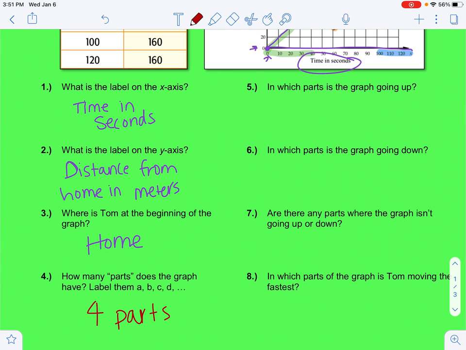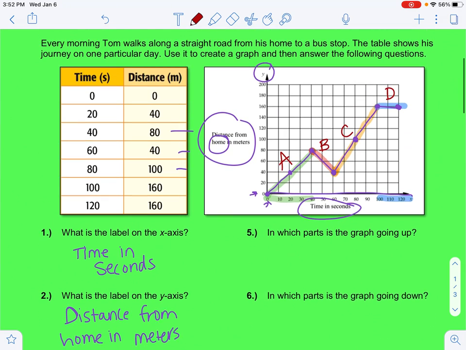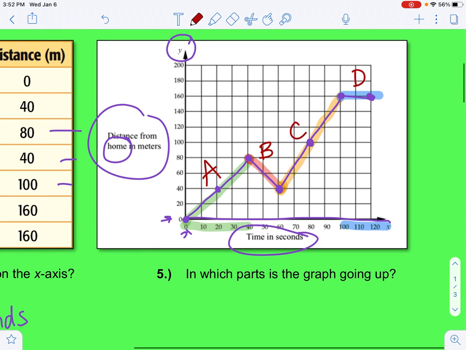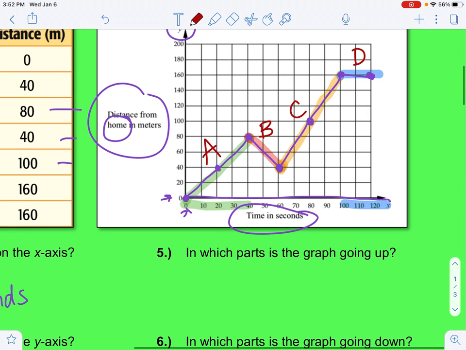Alright, number 5, we need to figure out in which part is the graph going up. If you look at our line, when is our line increasing? There's 2 parts it's increasing. It's increasing from 0 to 40 seconds, so at part A, and it's also increasing from 60 seconds to 100 seconds, so part C.